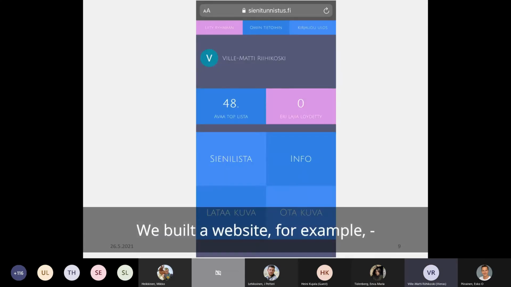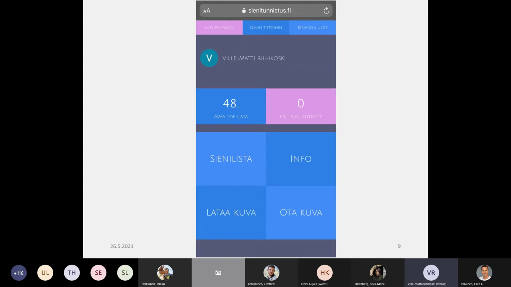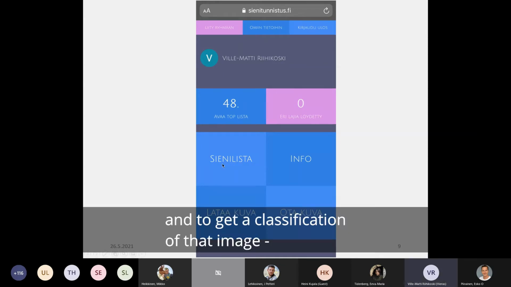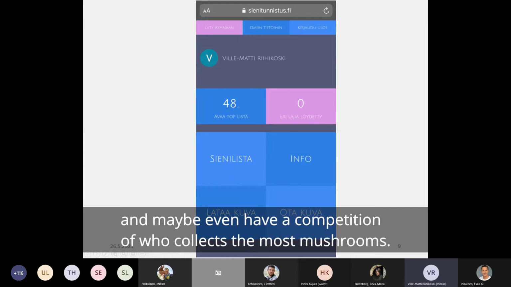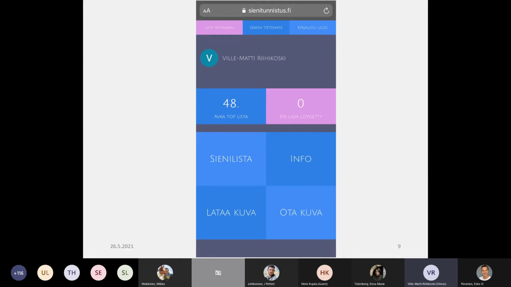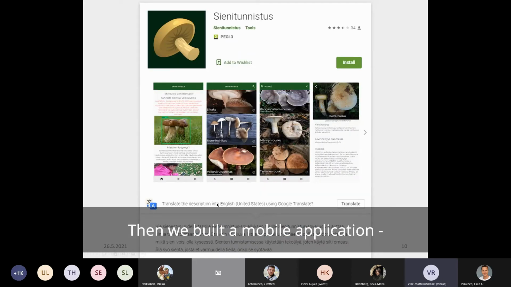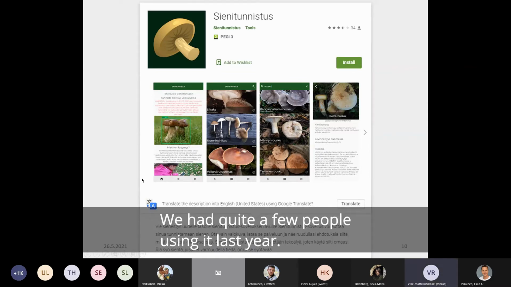So we built a website, for example, for people to send an image and get the classification of that image, and maybe even have a kind of competition over who collects the most mushrooms. And then we built a mobile application which uses the API, through the API, the model that we built. We had quite a few people using it last year.